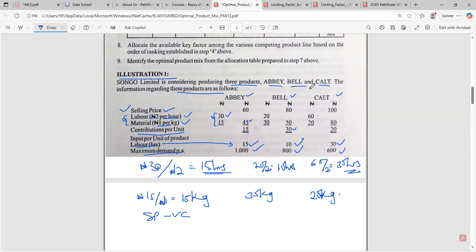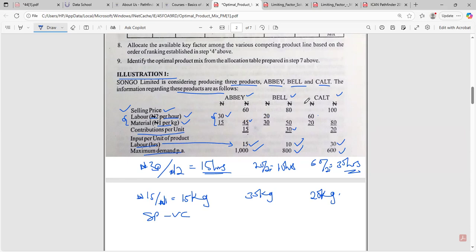Listen, in solving any limiting factor problem, you must need demand. They may either give it to you directly or indirectly, but you must need demand. In solving any limiting factor problem, you must also need contribution, whether they give it to you directly or you solve for it. Does that make sense now?